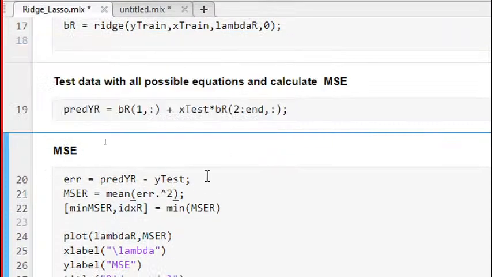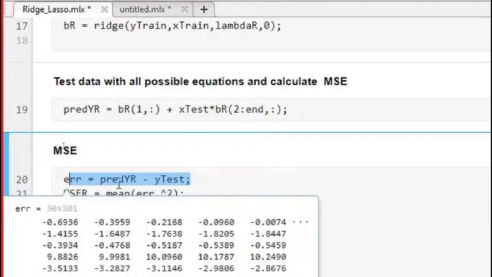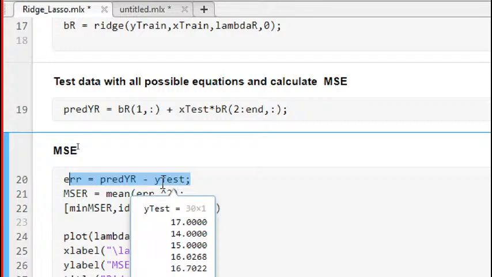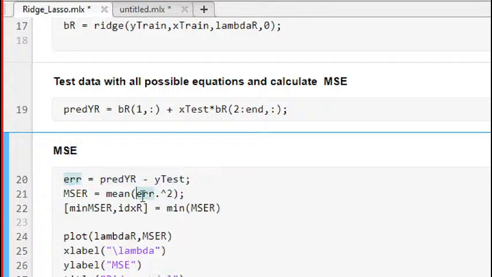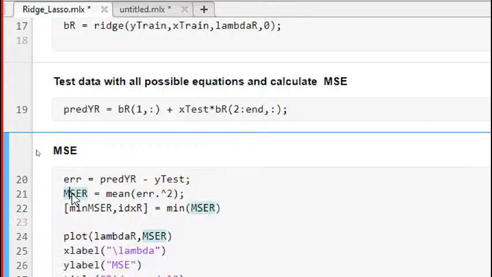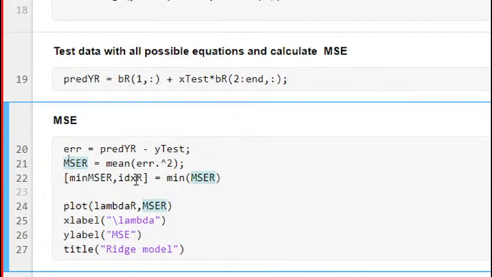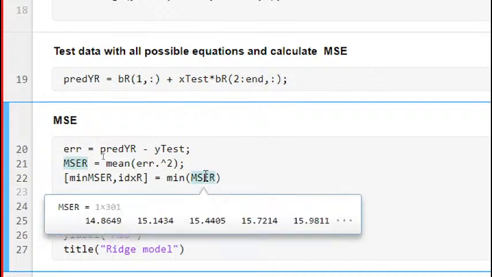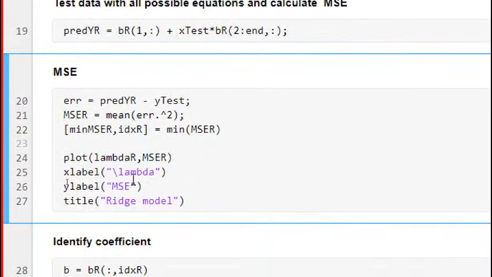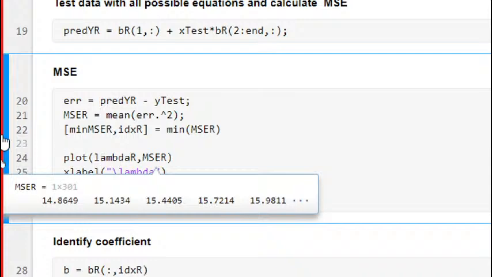Again I am repeating, we are calculating the mean square error, which is the mean of the square of the error. First we calculated the error, then squared it and took the mean. So I get the mean square error for every column, and further I want to identify the minimum mean square error, so I get the minimum value and its index. Further, I am plotting mean square error with respect to lambda.